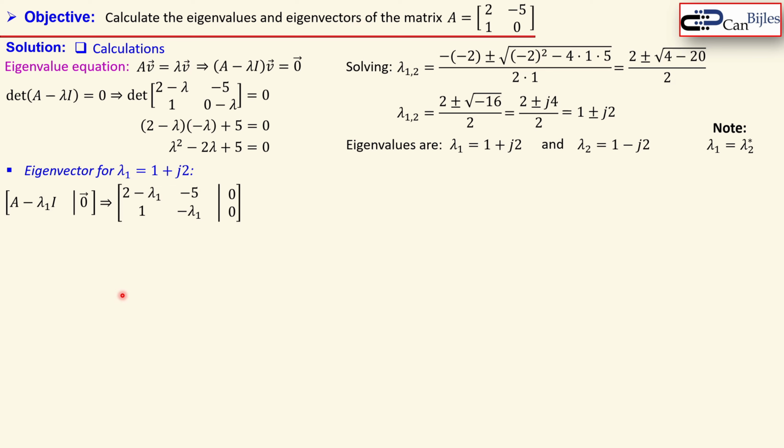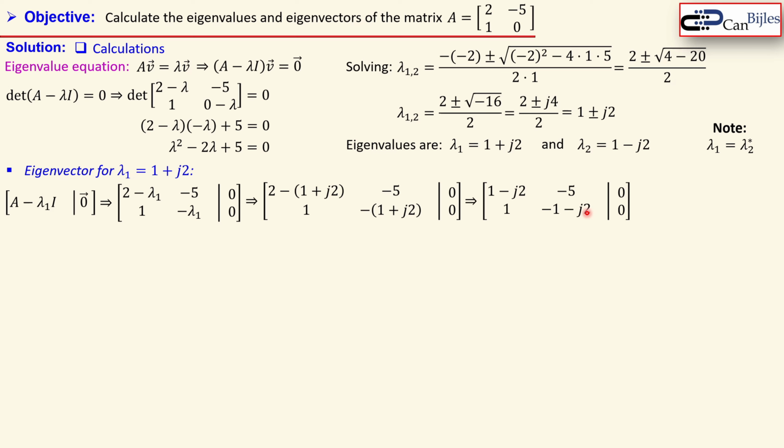Let's substitute the values we have. So we have again 2 minus, in this case specifically lambda 1, minus 5 still, and here also 1, and this is 0 minus lambda, which will be minus lambda 1. We substitute this value, so that's the next step. Now this is effectively 1 minus j2, and this is minus 1 minus j2. So this is actually what we have, and the other two numbers are exactly the same.